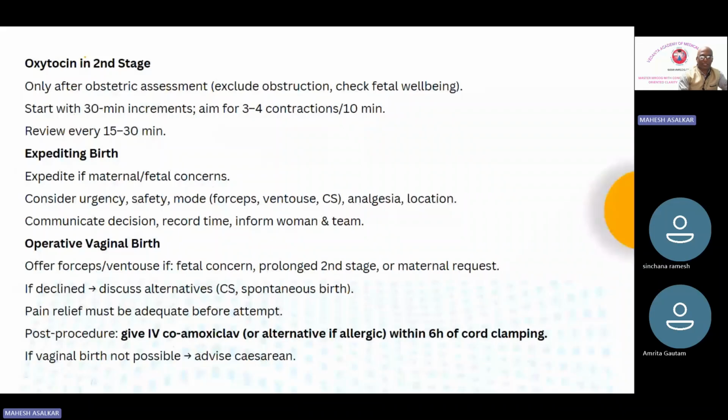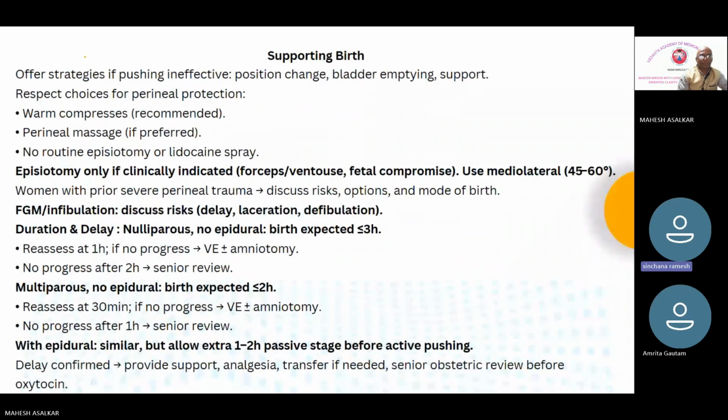Excuse me, sir. Yes. Sir, in the previous slide, in nulliparous with no epidural, is the 2 hours since the start of second stage of labor, or is it since the vaginal examination? It is since the vaginal examination, I didn't get you. See, we are going to diagnose second stage on the vaginal examination only. Yes, sir. We are doing vaginal examination at 1 hour. Then, if there is no progress, we'll do amniotomy.